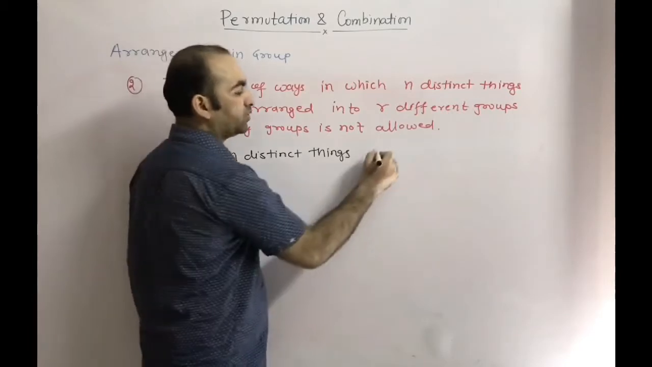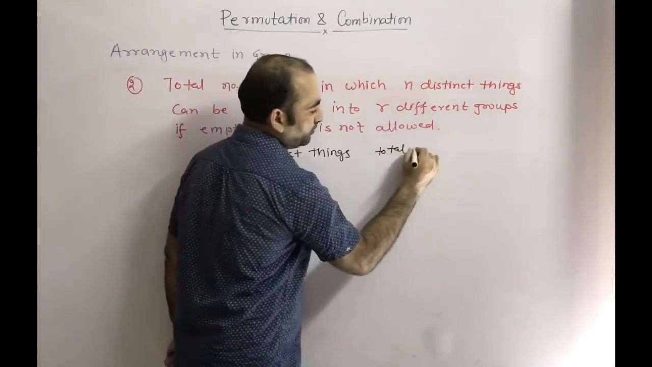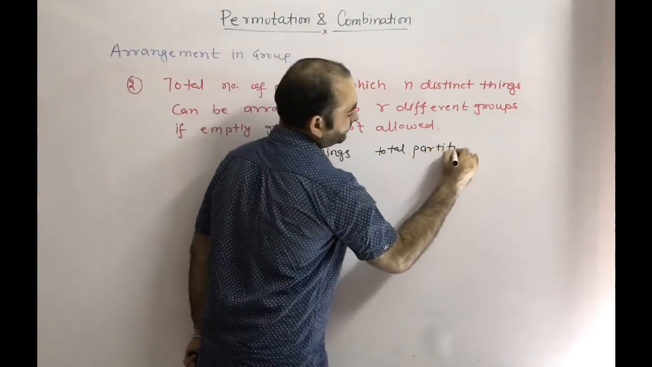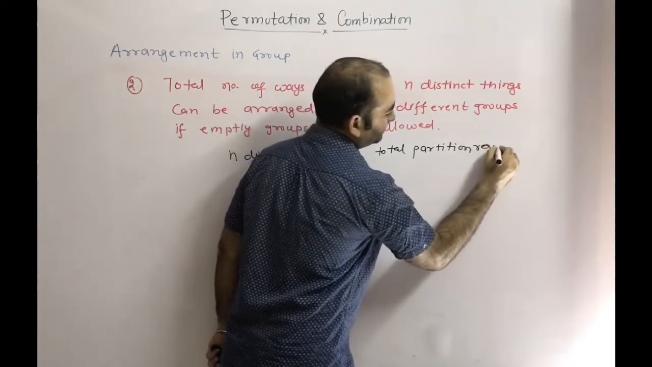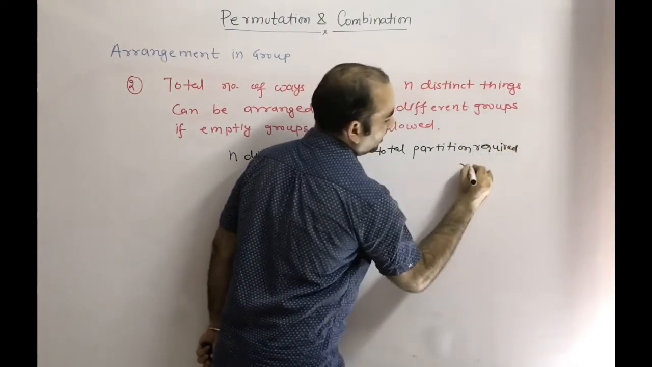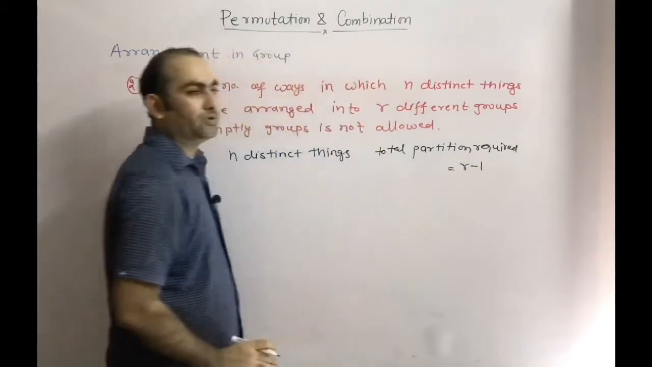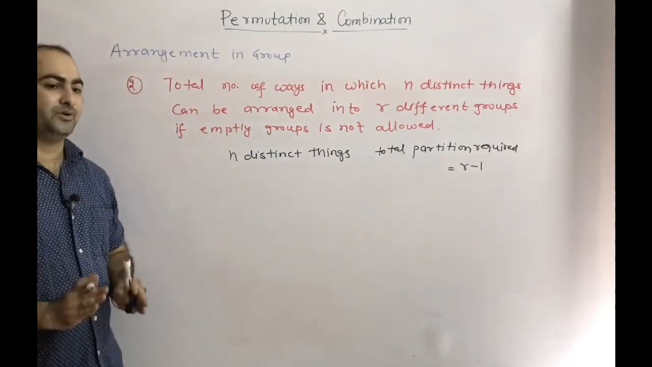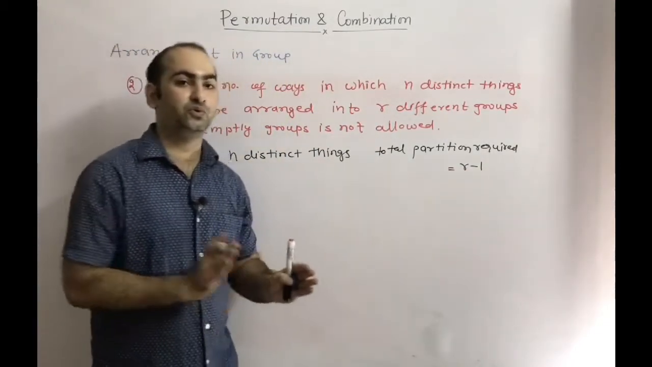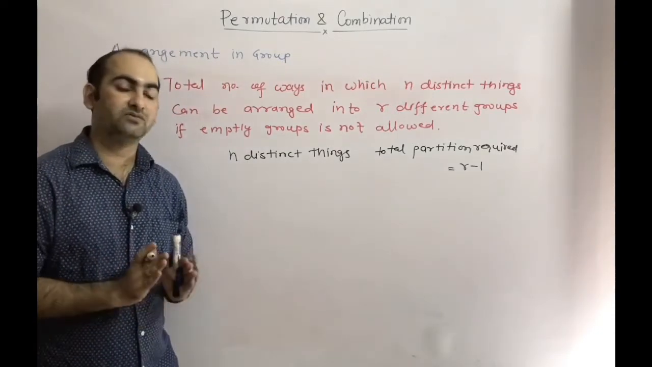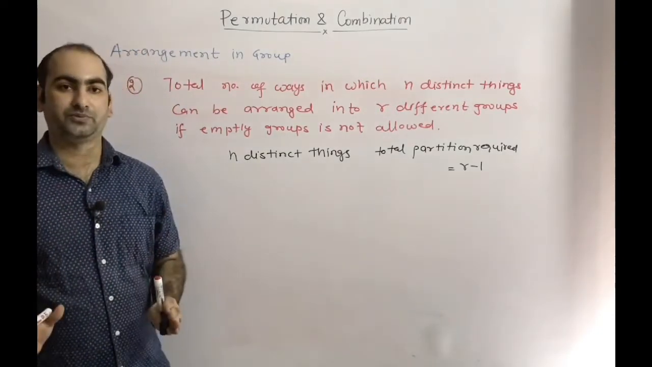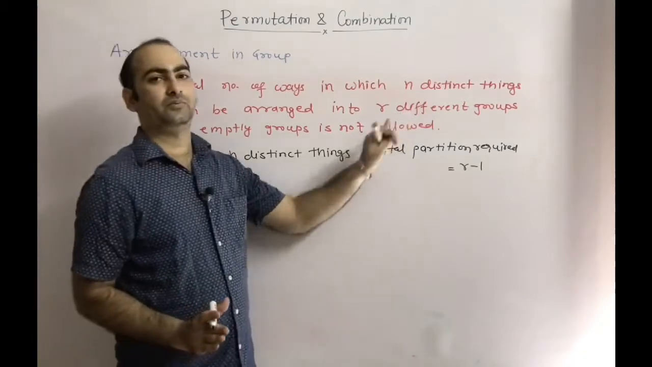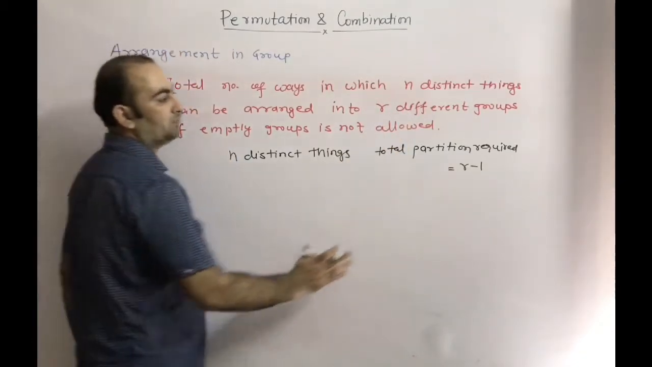So the total partitions required is r minus 1, because one partition will divide into two groups. Similarly, r minus 1 partitions divide into r groups. We want r different groups, so we are taking r minus 1 partitions.